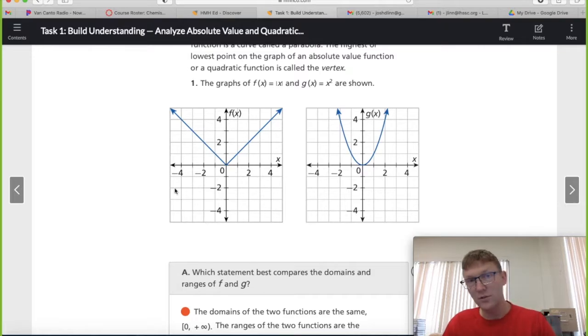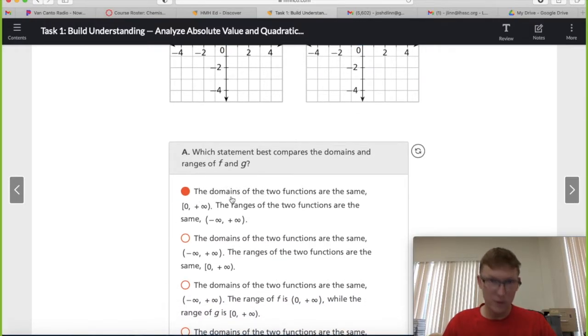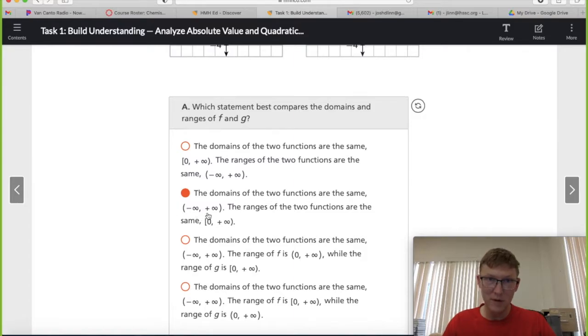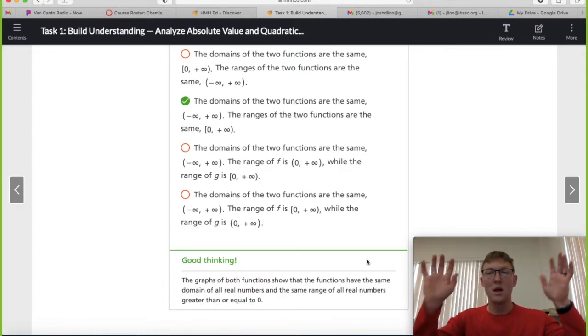Again, hopefully the answer is no. So the ranges are going to be from 0 on up. So the domains of the two functions are the same, but that's not it. Domains of the two functions are the same, negative infinity to positive infinity. The ranges of the two functions are the same, 0 to positive infinity. Yay.